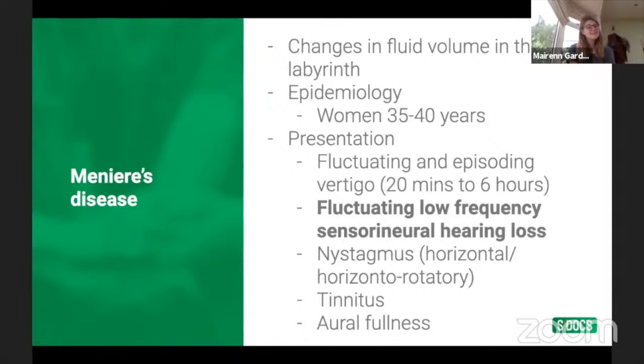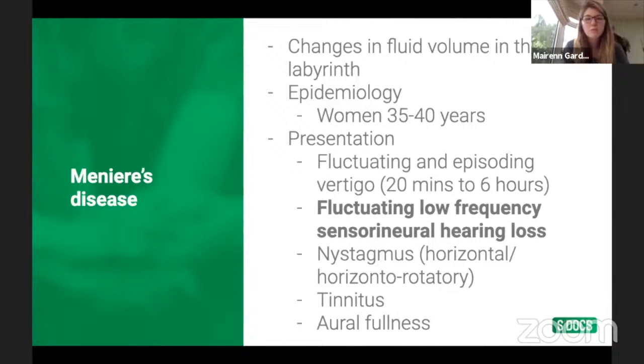Going on to Meniere's disease. Meniere's is something that you might know about from learning about vertigo. Meniere's is one of the most common causes of vertigo. And you've got a lot of different causes of vertigo, which can be sometimes quite difficult to differentiate, but Meniere's can also cause hearing loss. So Meniere's is when there's a change in the fluid volume or endolymph in the labyrinth.